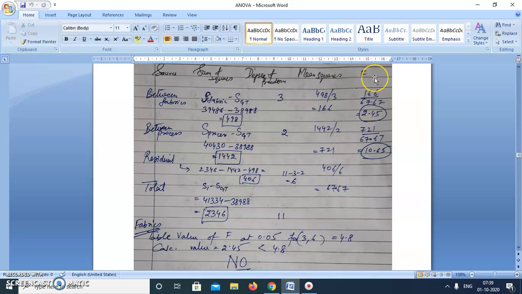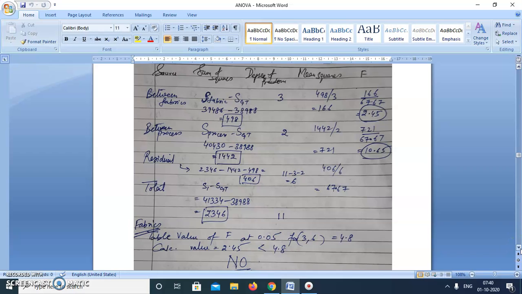Now we have to calculate F ratio. Now this is the F ratio for fabric and this is the F ratio for process. For fabric, we'll take the mean square of fabric divided by mean square of residual error, and this is mean square of process divided by mean square of residual error. So I have got these 2 calculated values. 2.45 is for fabric and 10.65 is for process.